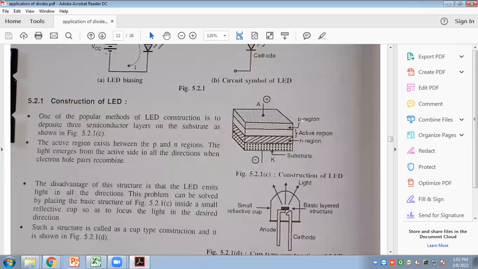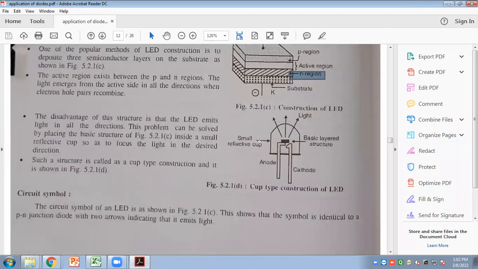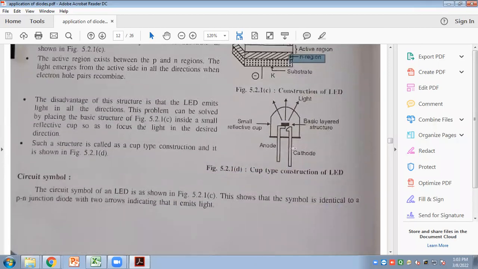It consists of 2 different layers, the p type layer and the n type layer. So this is the p region and this is the n region, and in between the p and n region there is the active region. The anode is the positive terminal and the cathode is called the substrate. In the active region, electron and hole recombination will take place, and light will be emitted. So these are the 2 electrodes which will be used. So this is the reflective cup and basic layer structure of the light emitting diode.